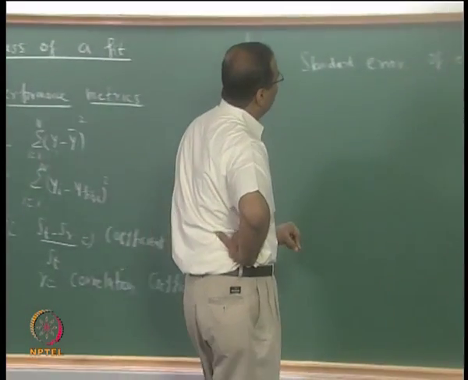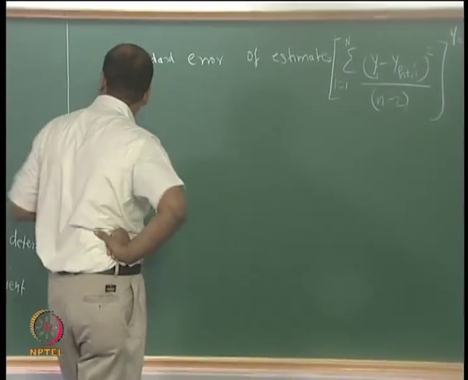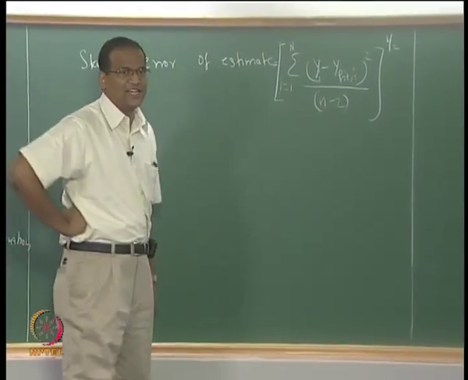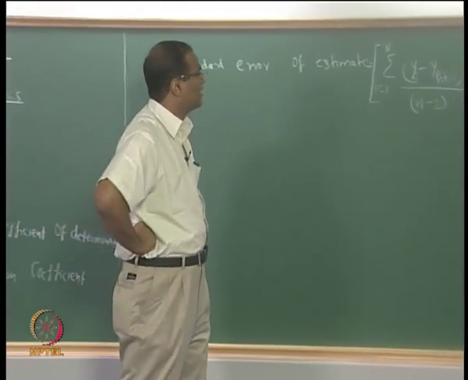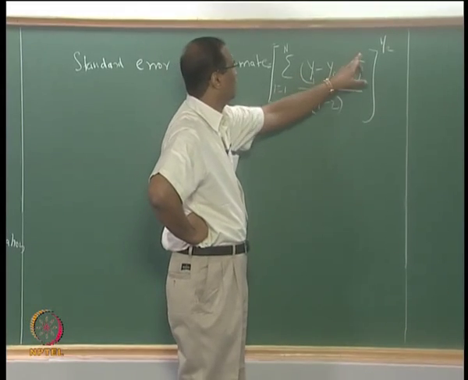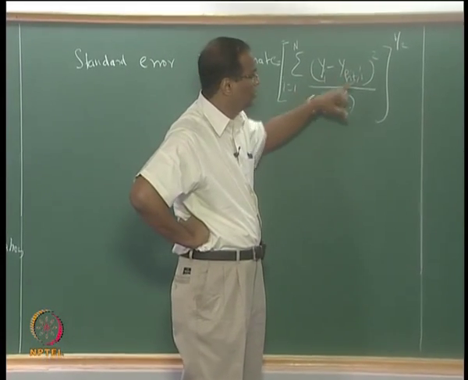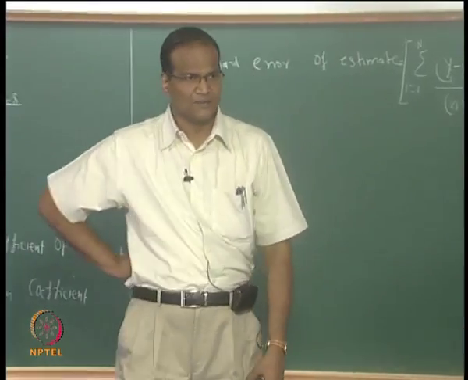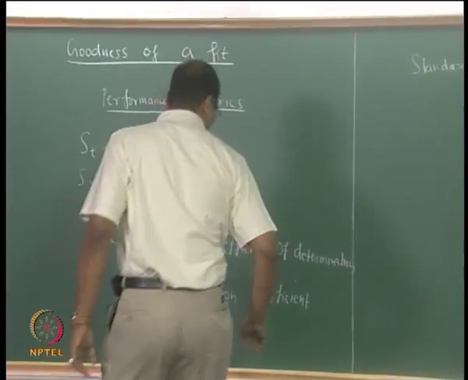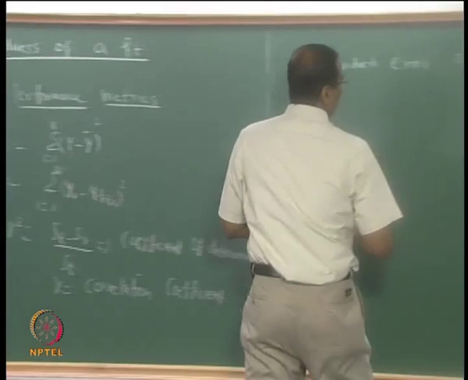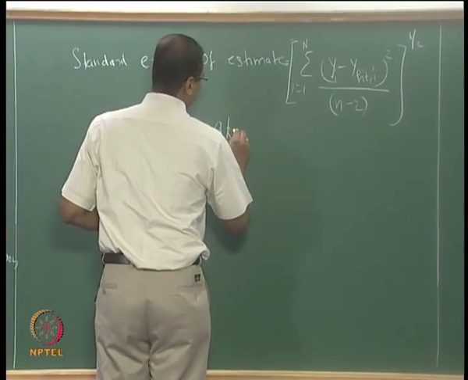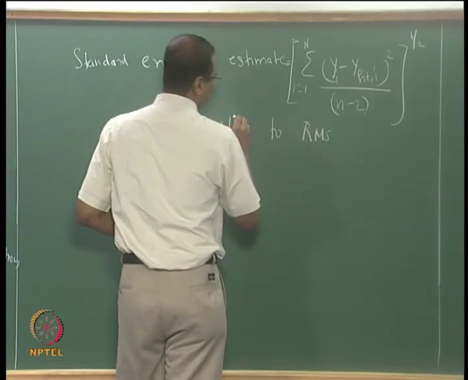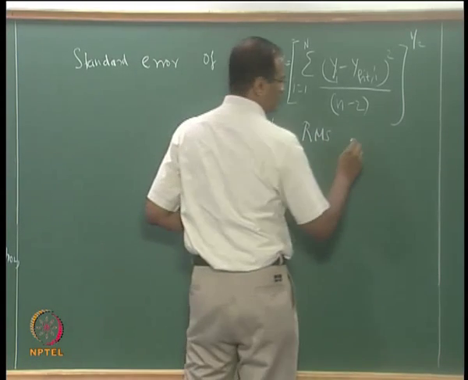There is one more quantity of interest, which is the standard error of the estimate. The standard error of the estimate is the sum of yi minus y fit, whole square, divided by n minus 2, whole to the power of half. It is something like an RMS error, root mean square error.